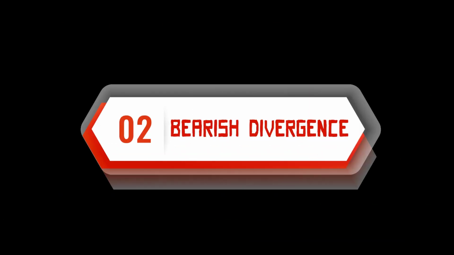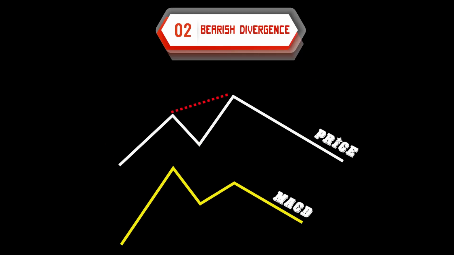Now let's take a look at bearish divergence. Bearish divergence occurs when price forms a new higher high, but the MACD forms a lower high. This signals that the momentum behind the latest price rally is weaker than the previous one. In other words, buying pressure is fading, and the market may soon move sideways or even reverse.